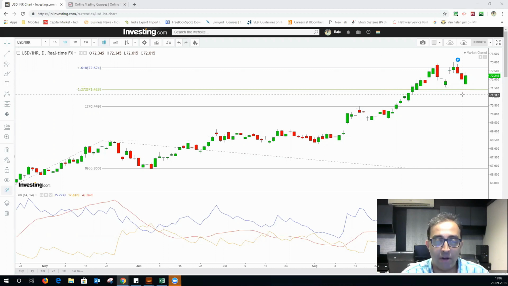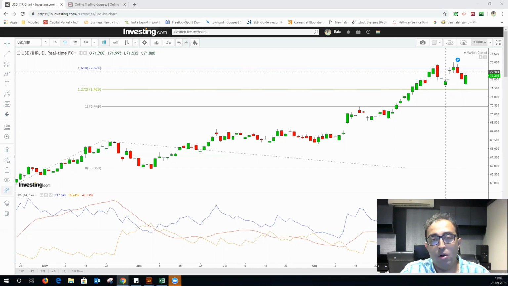I was happy to receive calls from the subscribers and also other people who are following us on Twitter. They asked us how this relationship works and how beautifully it is able to capture the price movement of something as diverse, which we are not used to, as USD INR. So this is what I've shown here. This is a daily chart of USD INR. And you can see here that at 1.618, which is around the 72.67 levels, the USD INR is resisting.